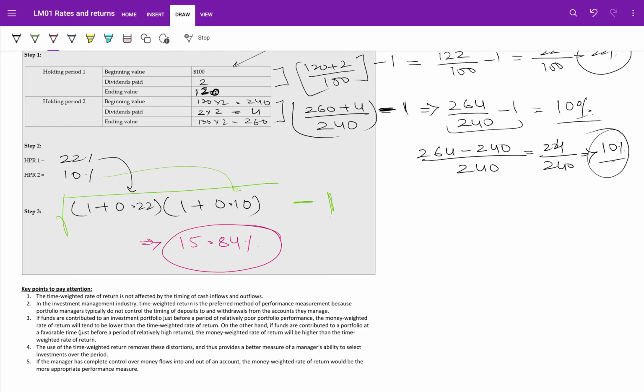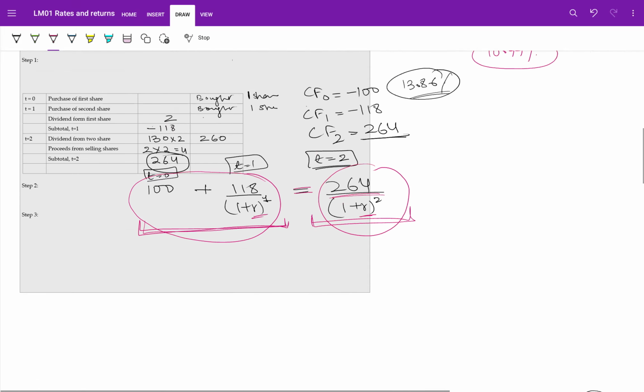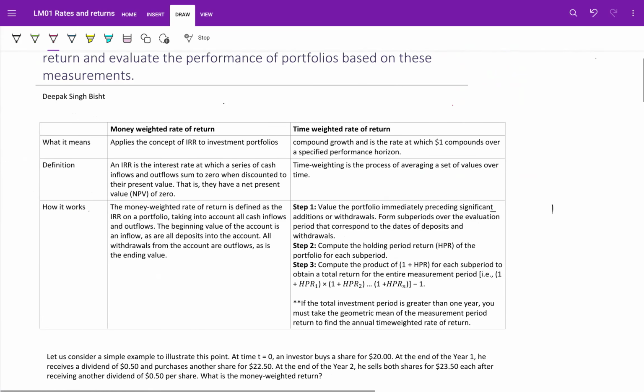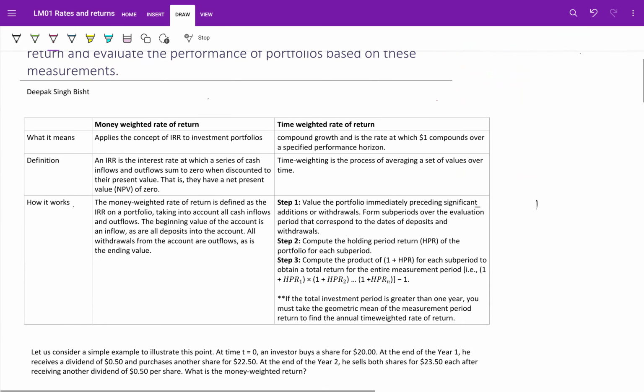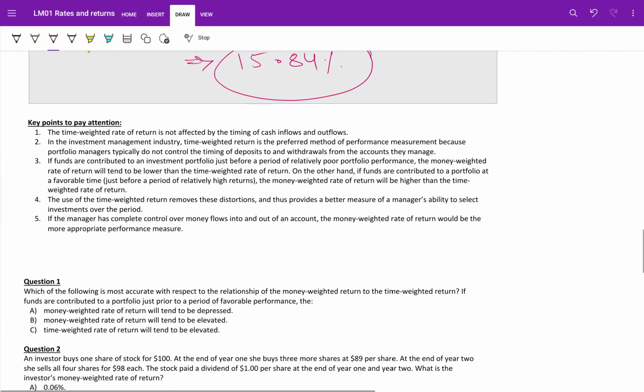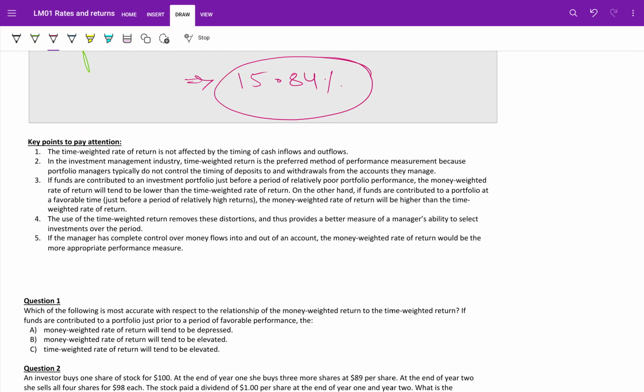This does look confusing at first, but once you start applying, you need to practice a few questions and you will get clarity of what holding period return means, and the difference between the time weighted and the money weighted rate of return. So yes, it's a little tricky when we talk about the money weighted and the time weighted rate of return. So we will be doing a few more questions. Don't worry about it. We will do some more questions.